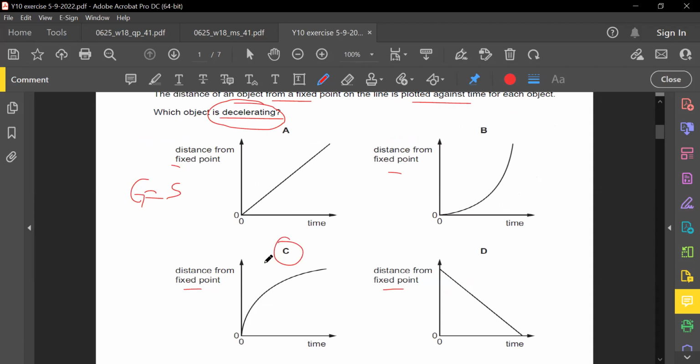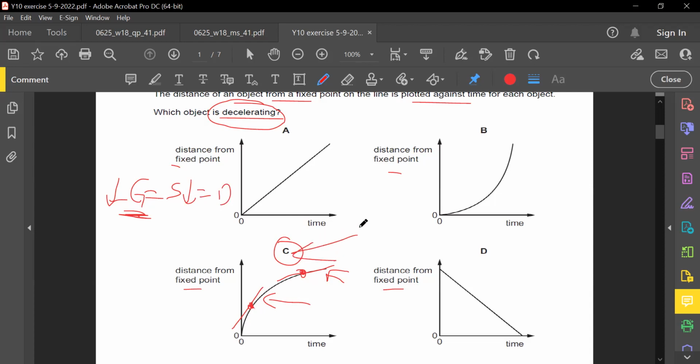Why C? What does this mean? How do you know that? Explain it in terms of the gradient. The gradient is decreasing. Good, very good. You're supposed to choose two specific points. And you will find here that this gradient is like this, and this gradient is like this, right? You'll notice that the gradient here is higher, the gradient here is lower. If the gradient is decreasing, it means to say the speed is decreasing, which is a form of deceleration. So this is the answer.